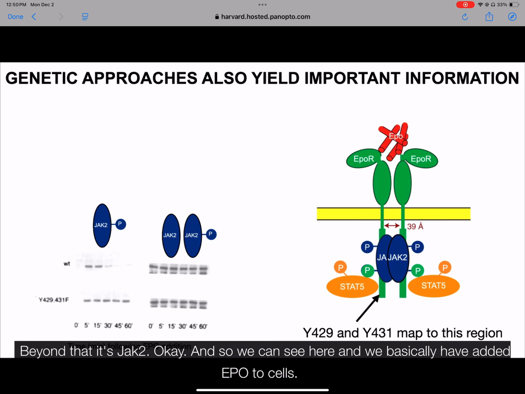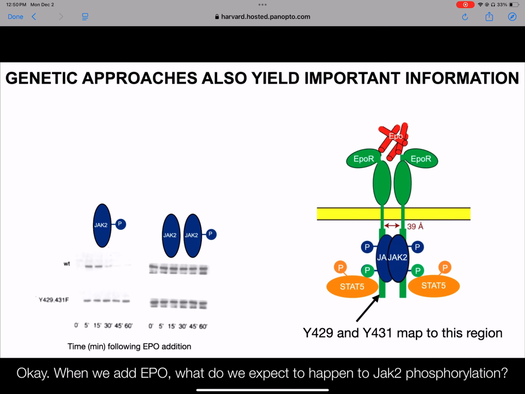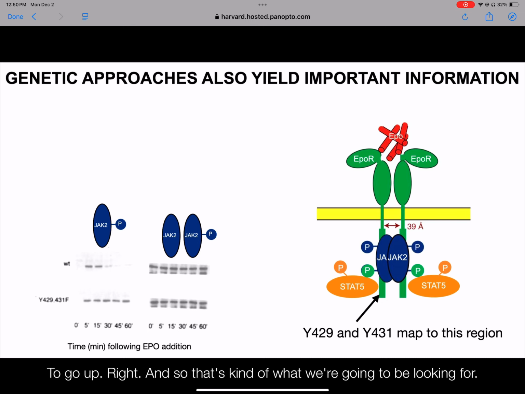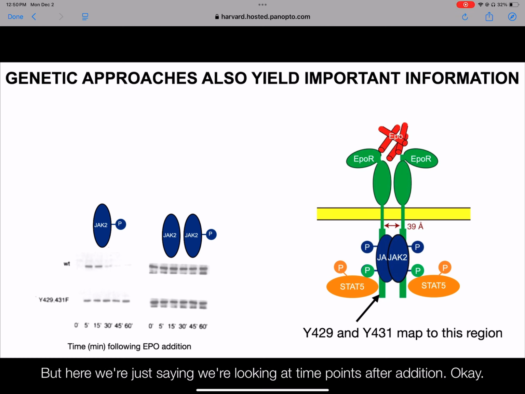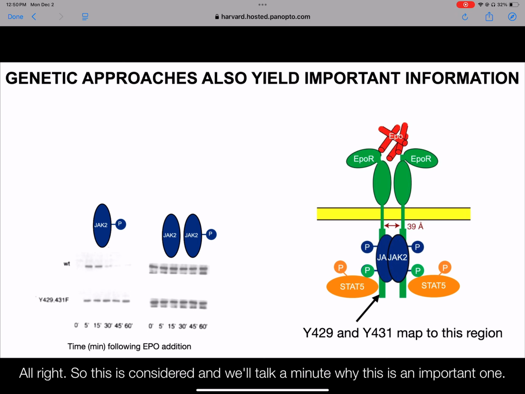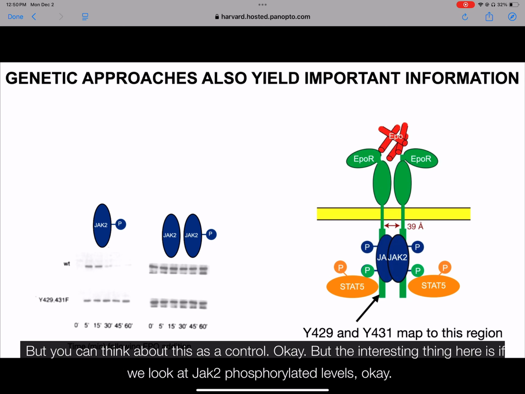And so we have added EPO to cells, okay? When we add EPO, what do we expect to happen to JAK2 phosphorylation? To go up, right? That's what we're going to be looking for, but here we're looking at time points after addition, okay? After we've added EPO, we wait 5, 10, 15 minutes, okay? And here we're looking at total JAK2 protein levels, all right? We'll talk in a minute about why this is important, but you can think about this as a control, okay?